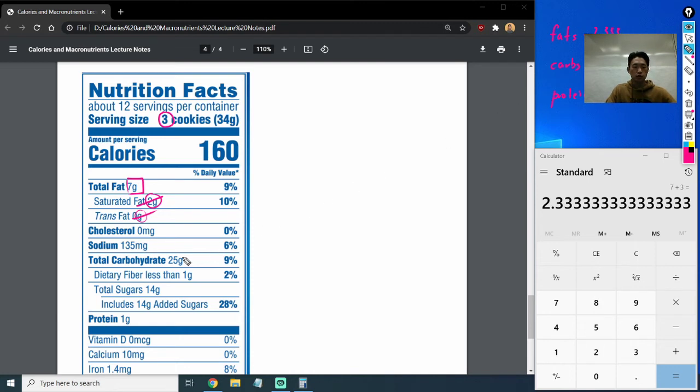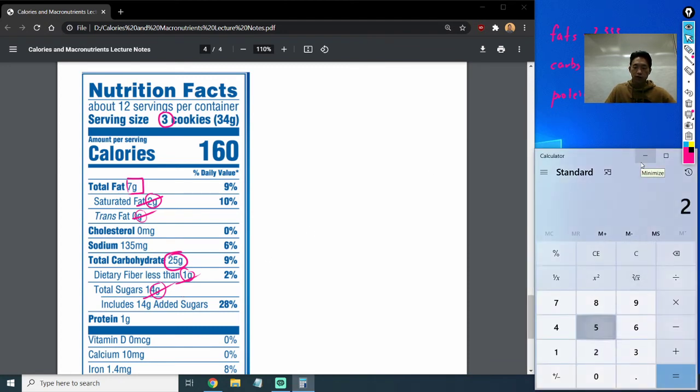Let's look at the carbs. We got 25 carbs, right? We said earlier that there's types of carbs like fiber and sugars, but we're just going to look at the total carbohydrates. So there's 25. So 25 divided by 3, because it's talking about 3 cookies, we got 8.33. So 8.333 grams of carbs. And then for the protein, we have 1 gram of protein in 3.